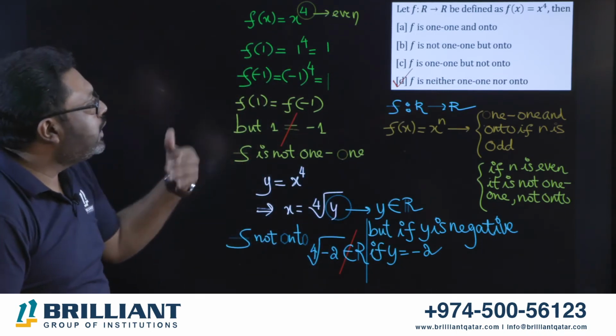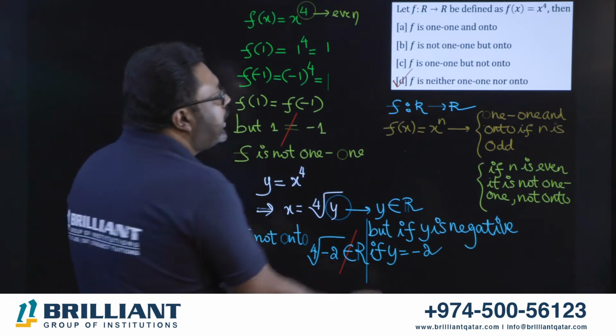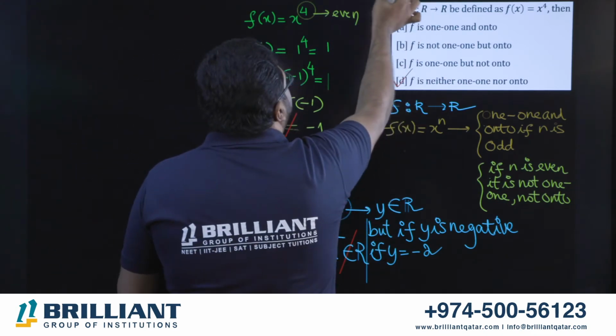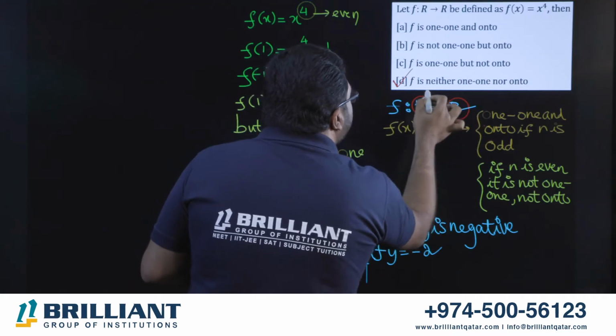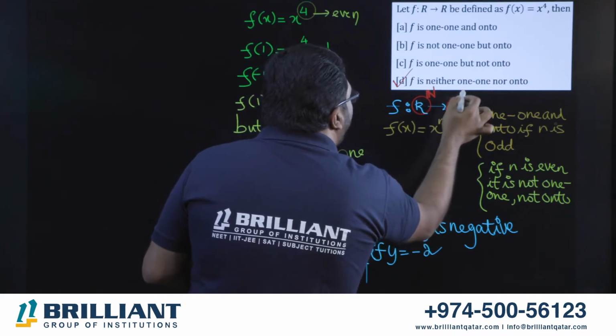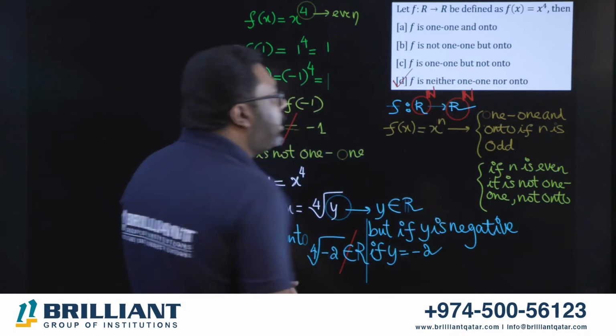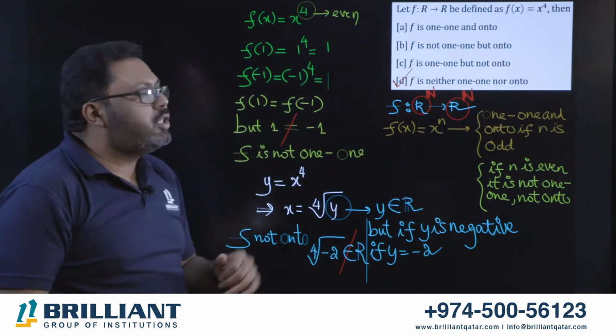What else? What are the type of questions which can come from here? Now they could change this over here. My dear students, they could change that. They could say this R is going to be natural numbers. What if they say this R is natural numbers?